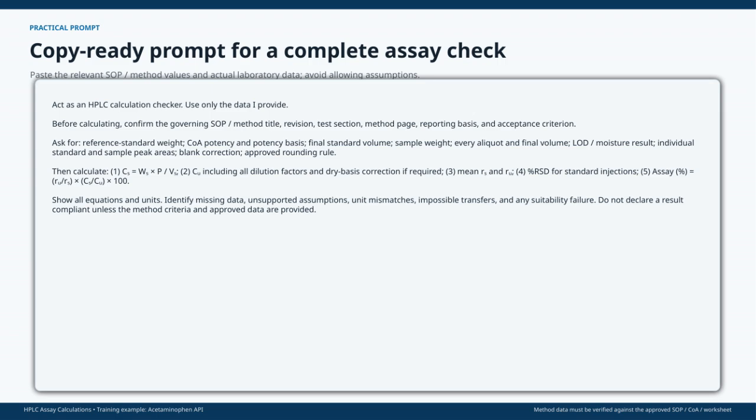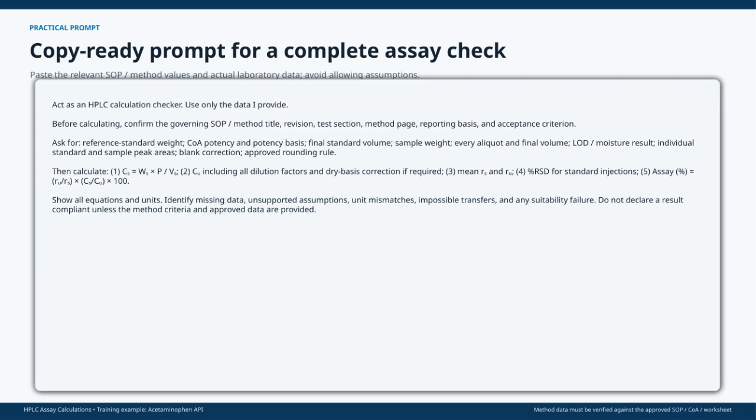The prompt encourages a thorough and disciplined approach. You're asked to act as an HPLC calculation checker, relying solely on the data provided, without making assumptions. This means you need to confirm several critical details up front: the exact SOP or method title, revision number, the section and page of the method, reporting basis, and acceptance criteria. This establishes the framework for the calculation.